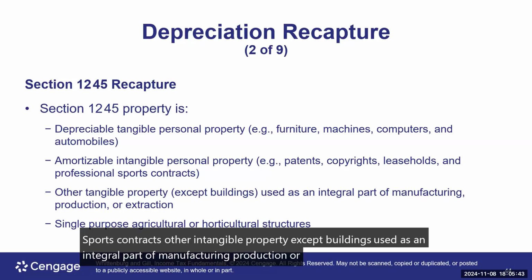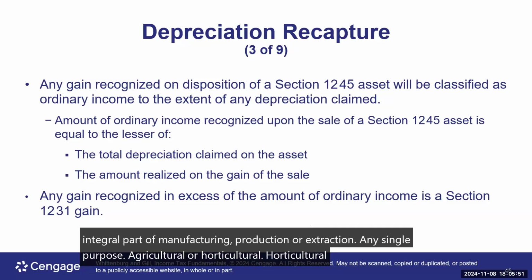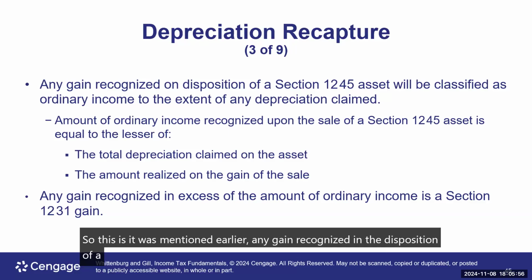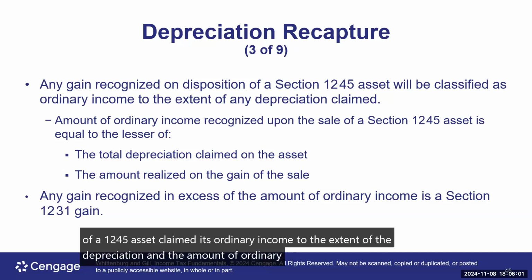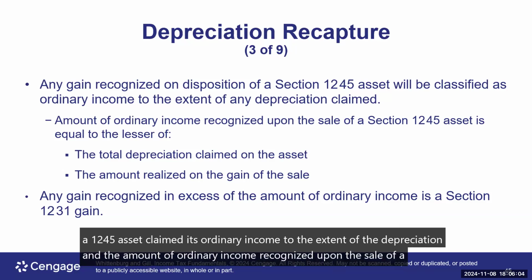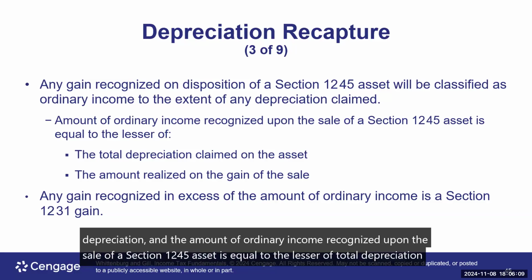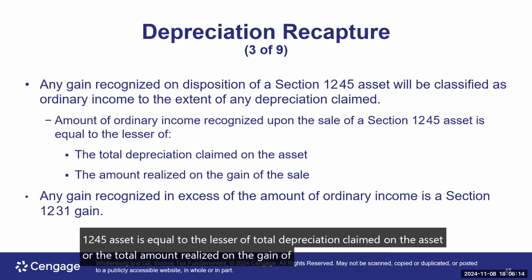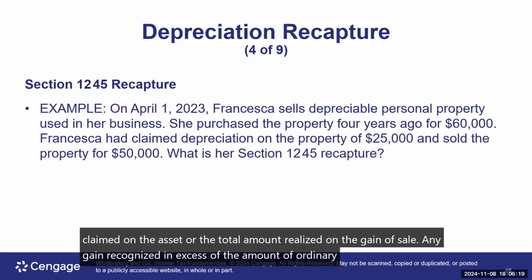Any single purpose agricultural or horticultural structures. So this is what was mentioned earlier. Any gain recognized in the disposition of a 1245 asset is treated as ordinary income to the extent of depreciation, and the amount of ordinary income recognized upon the sale of a section 1245 asset is equal to the lesser of total depreciation claimed on the asset or the total gain on the sale. Any gain recognized in excess of the amount of ordinary income is treated as a section 1231 gain.